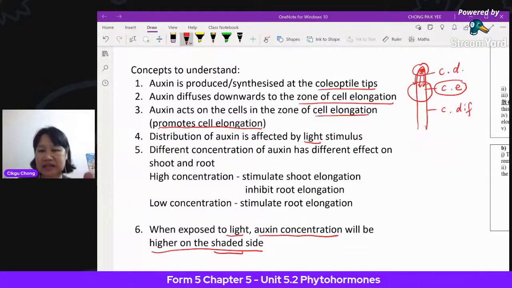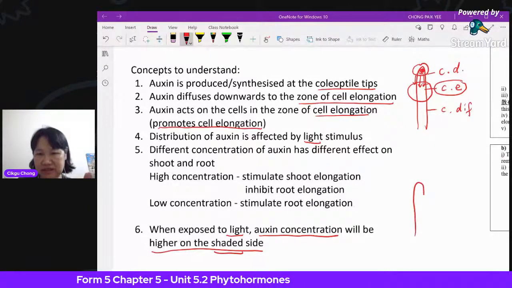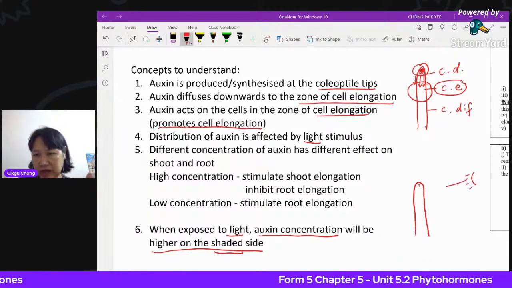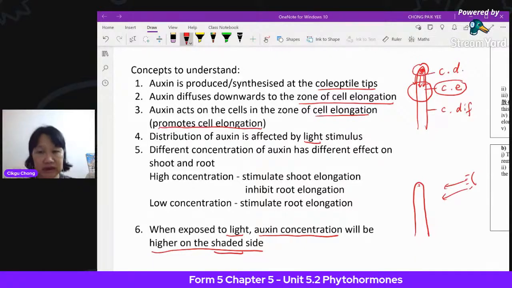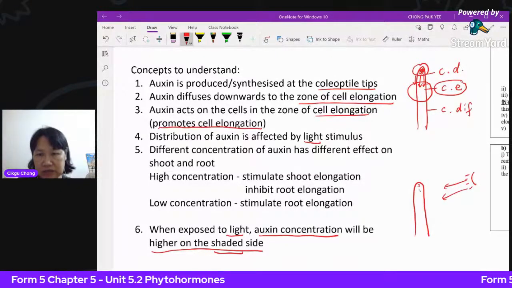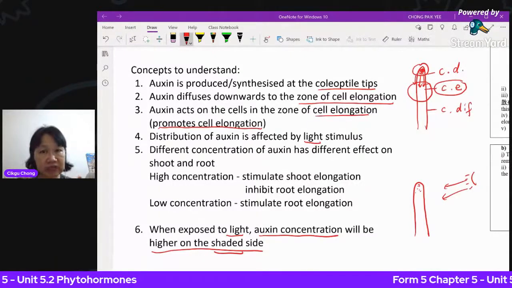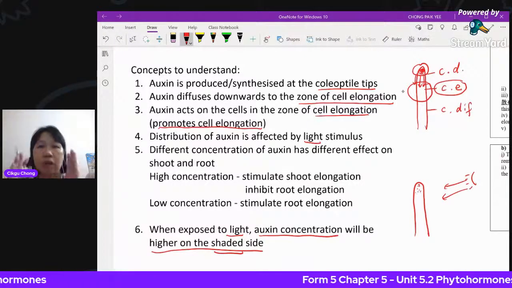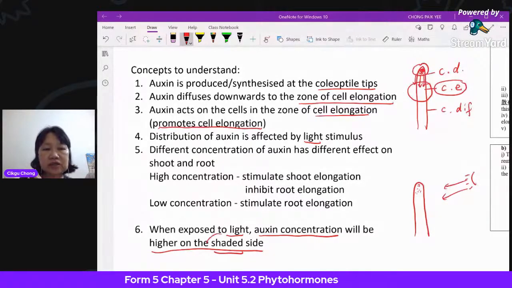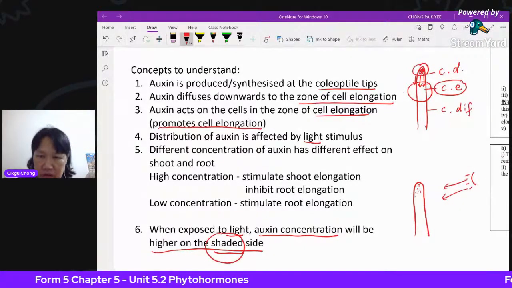So let's say this is your coleoptile. If the sunlight comes from one direction, it's called unilateral light. This auxin is supposed to go down to the zone of cell elongation, right? So more of it will go to which side? It's going to go to the shaded side. That means more auxin will come to this side.